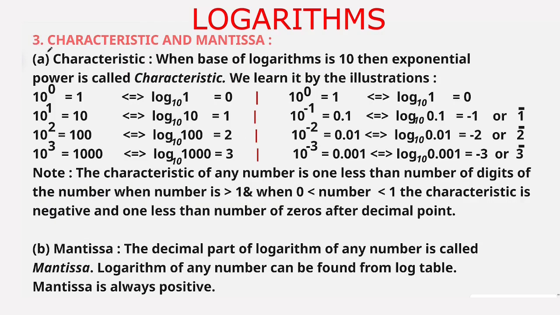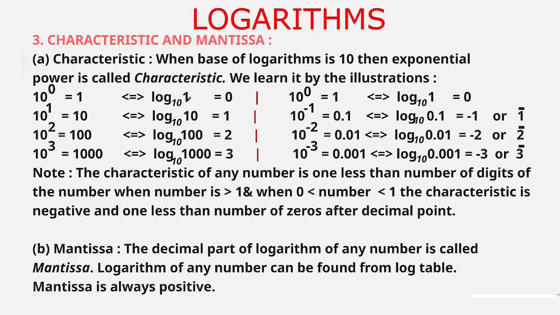Point 3. Characteristic and mantissa. Part A, characteristic. When the base of logarithms is 10, then the exponential power is called the characteristic. We learn it by illustrations. 10 to the power 0 equals 1. Here the exponential power is 0. And this is going to be the characteristic when we take the log.